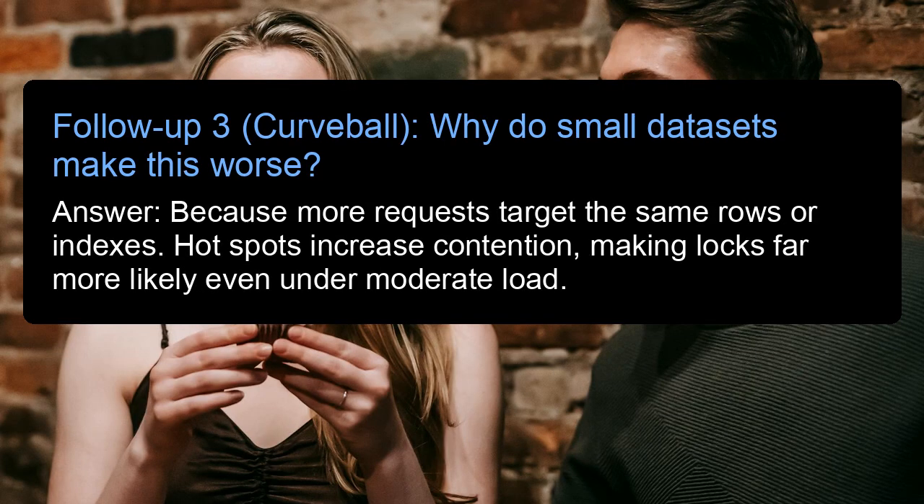Follow-up 3, curveball. Why do small datasets make this worse? Answer: because more requests target the same rows or indexes. Hot spots increase contention, making locks far more likely even under moderate load.